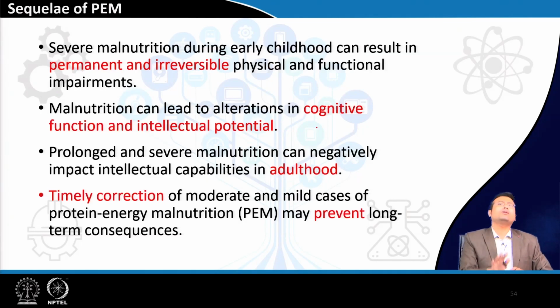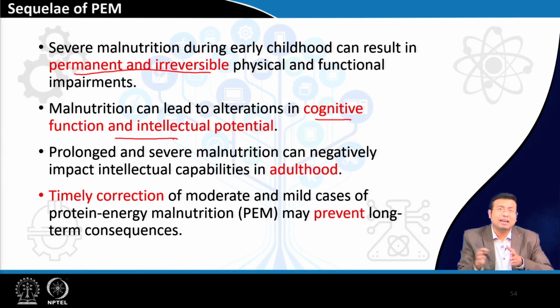And lastly, what will happen if we do not treat PEM? If we do not treat PEM, the sequelae will lead to permanent and irreversible impairment, both physical and functional. There will be disability, both mental and physical. So, there will be mental retardation in babies. Not only that, a history of PEM in childhood may also affect intellectual abilities in adulthood. But the good thing is, timely correction of moderate and mild cases may prevent any lifelong consequences.